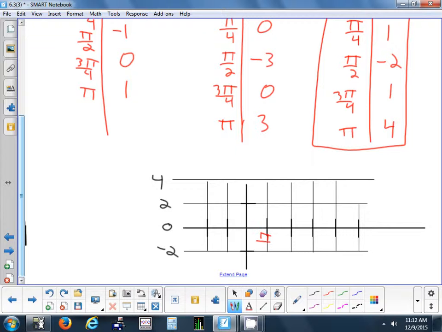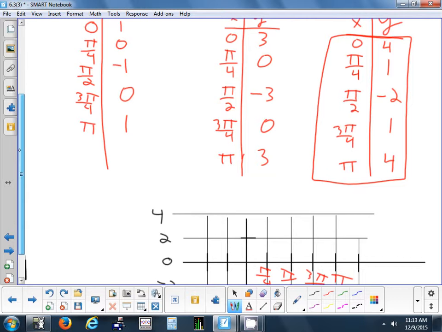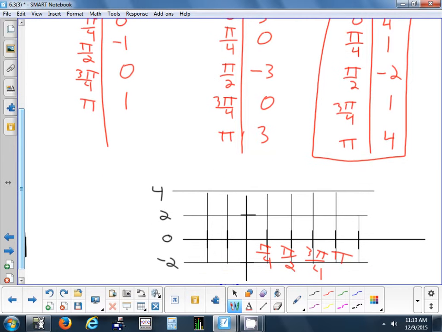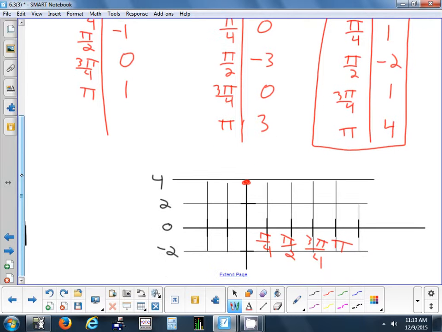All right, so that's pi over 4, pi over 2, 3 pi over 4, and pi. Now just graph your points. So we're at 0, 4. Pi over 4, we're at 1. Okay, so we put that right about there. Pi over 2, we're at -2. Back to 1. Back to 4. Okay, any questions on that one?